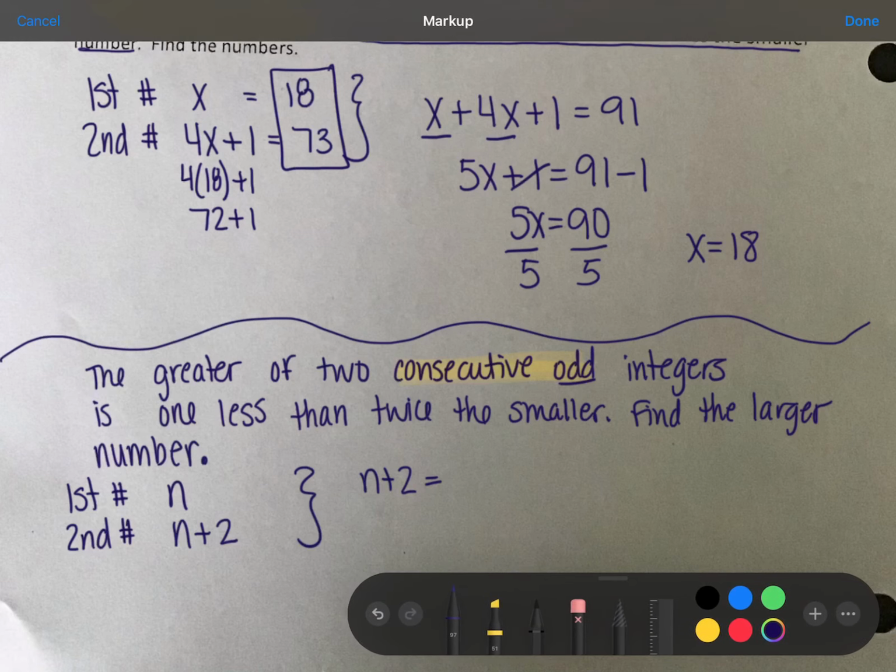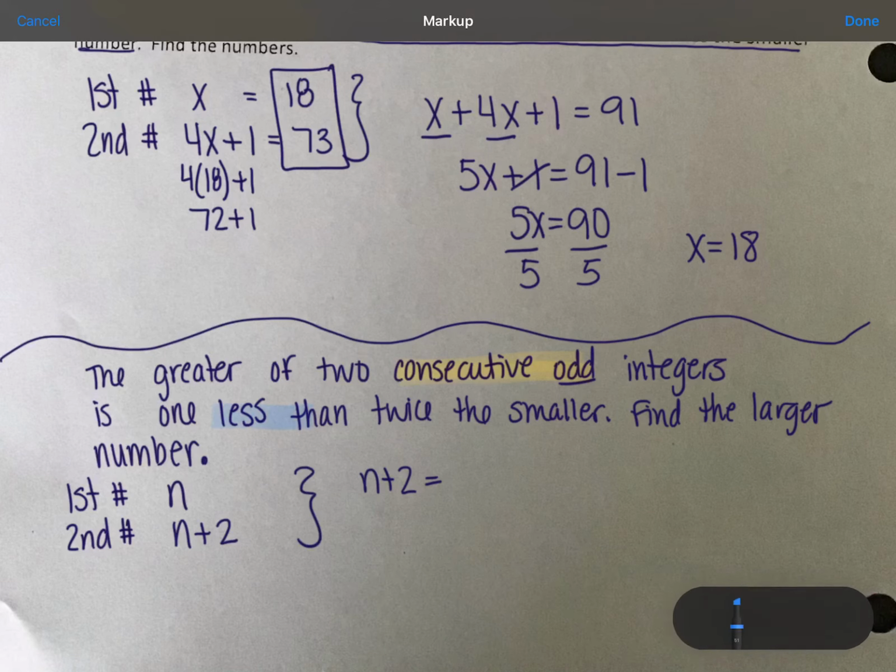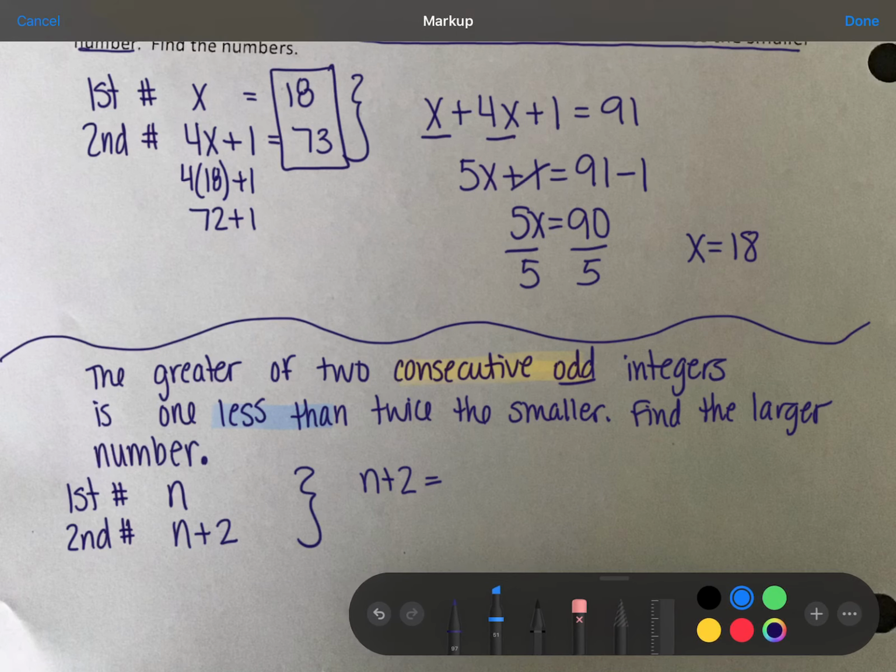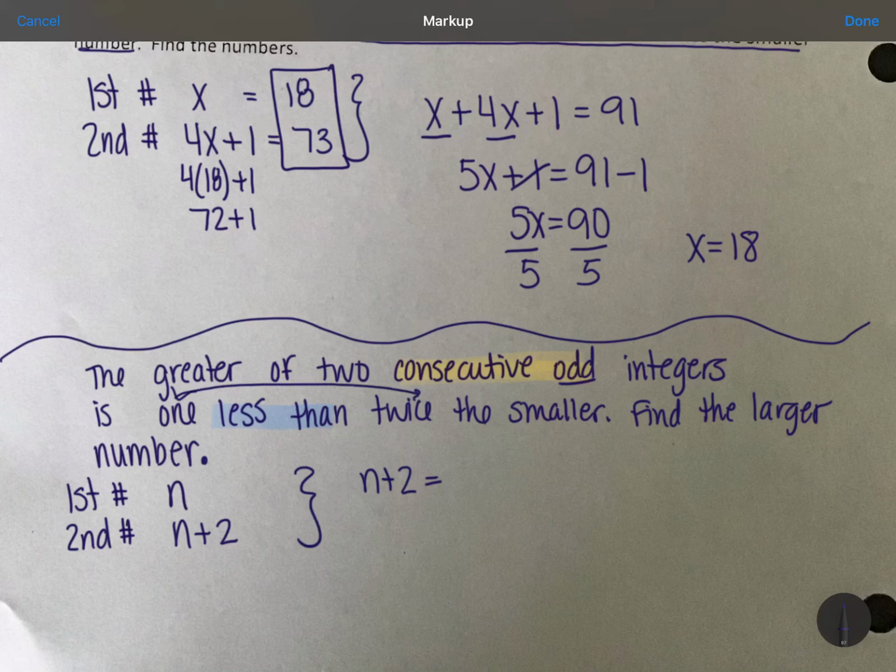Remember your turnaround words? We have a turnaround word in here. So what we're going to do is we're going to have to flip-flop the 1 and the twice the number. So twice the smaller minus 1. So you had to flip-flop that. That came from last week's lesson with translating. Less than is a turnaround word.